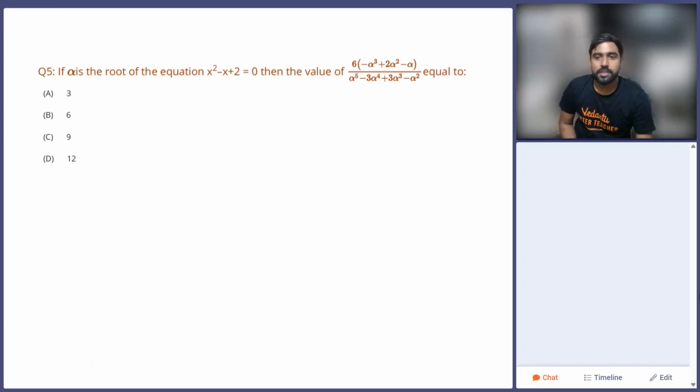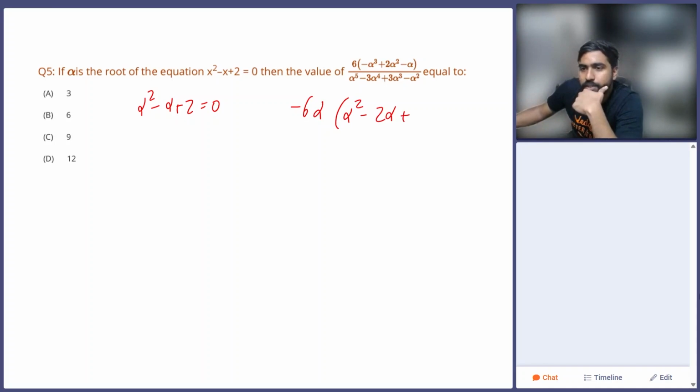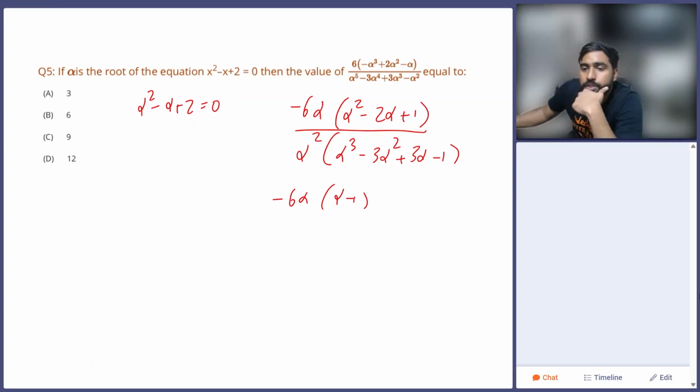We have alpha is the root of this equation. If alpha is the root, it means alpha will satisfy alpha squared minus alpha plus 2 equals 0. Now let's simplify this a bit. In the numerator I can take alpha common, minus alpha common, and I'll get alpha squared minus 2 alpha plus 1. In the denominator I can take alpha squared common. I'll get alpha cubed minus 3 alpha squared plus 3 alpha minus 1. So this is minus 6 alpha into alpha minus 1 the whole squared, divided by alpha squared into alpha minus 1 the whole cubed. I can cancel. So what am I left with? I'm left with minus 6 upon alpha squared minus alpha.